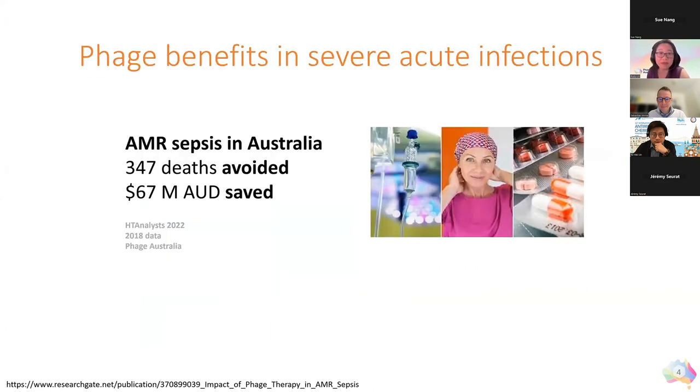In 2021, with additional funding, we commissioned a health economic analysis on the impact and feasibility of phage therapy in severe acute infections. The modeling indicated, with evidence including data from our own studies, that we would have saved 347 lives and 67 million Australian dollars in health cost in 2019 alone, if we just added phage therapy in a clinical service.